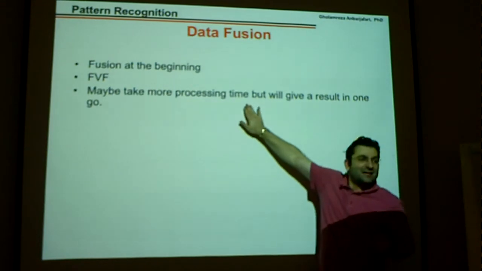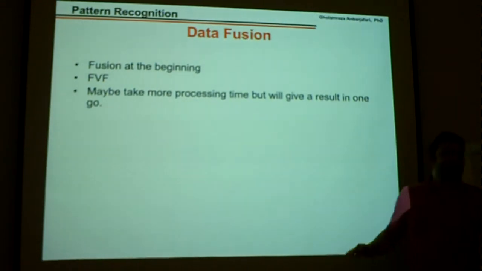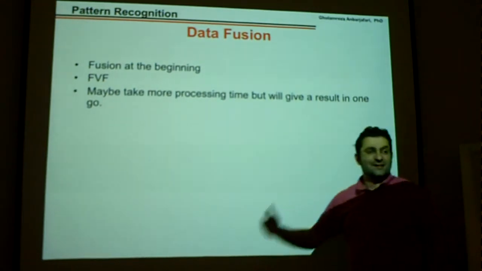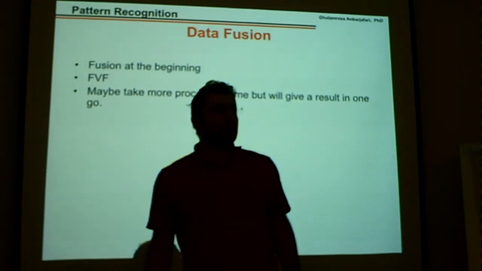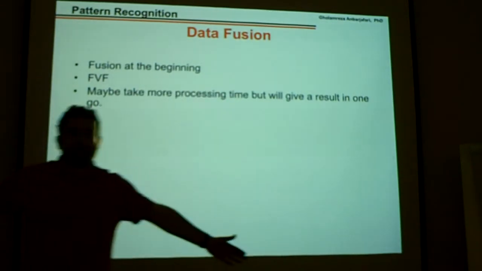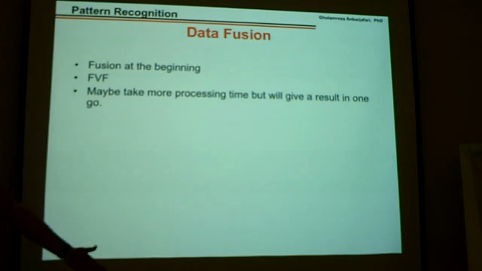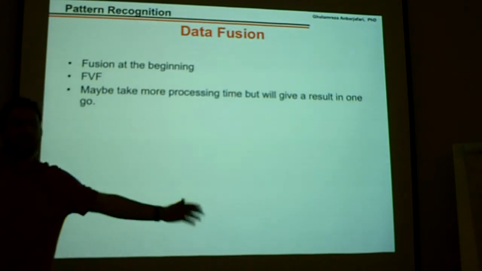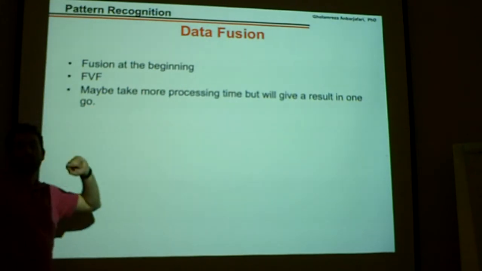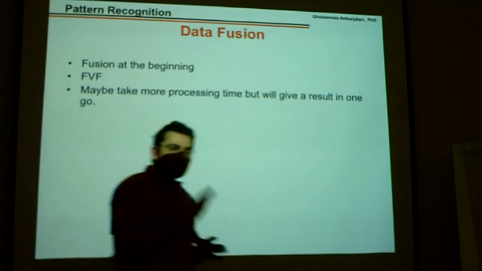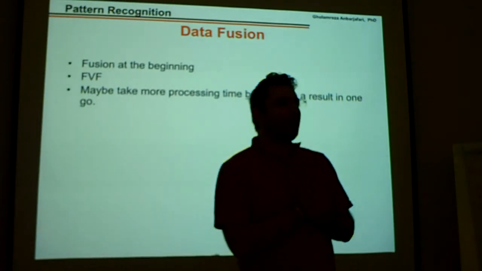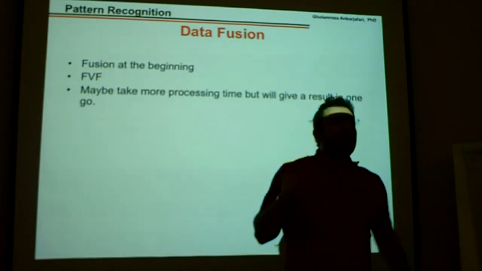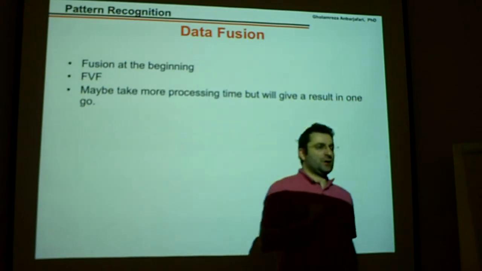There is a small problem. It takes lots of processing time. Why? Because yes, inputs are bigger. Imagine that you have 10 types of features and you put them together, it will be huge. But it will give a very good result. So if we don't have much of a processing power problem, then FVF is usually a very strong method.